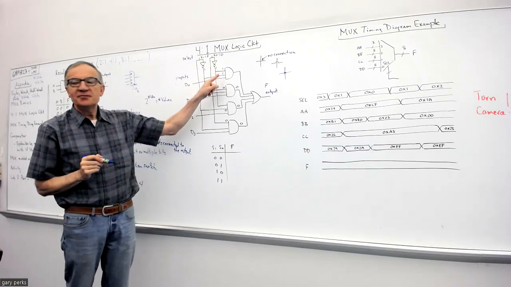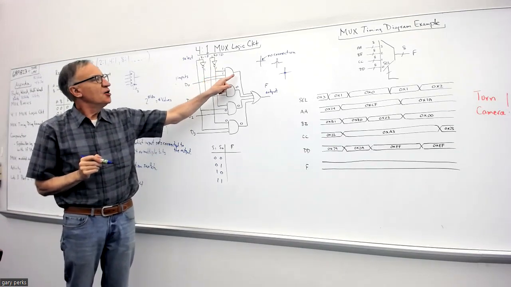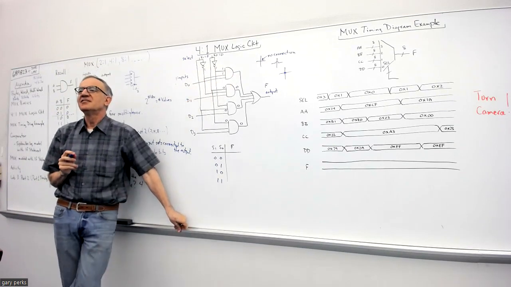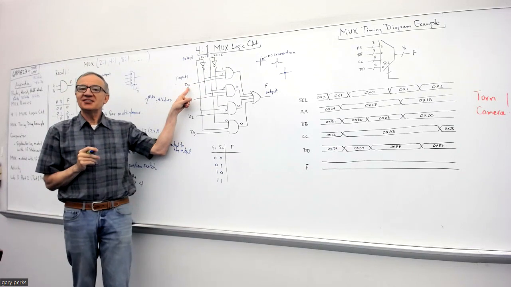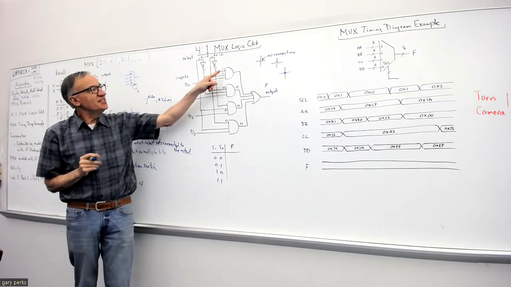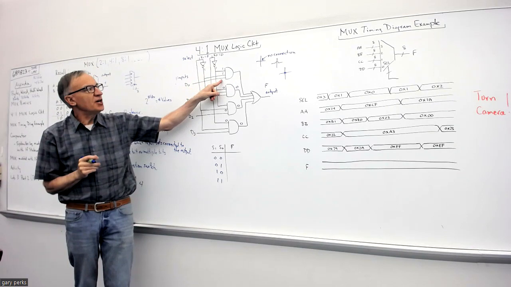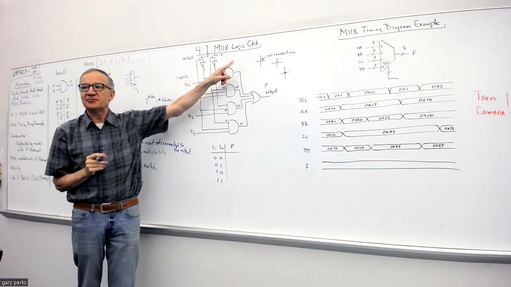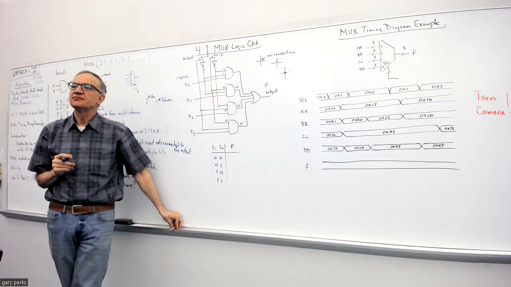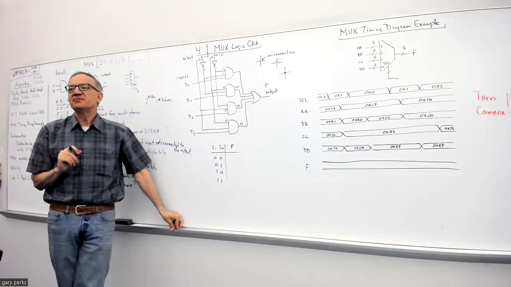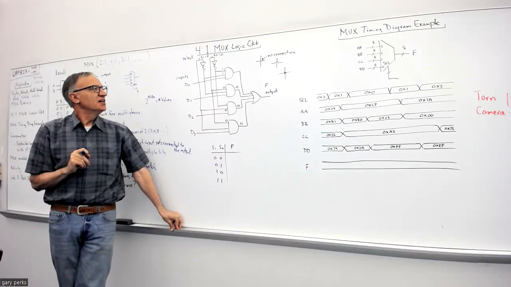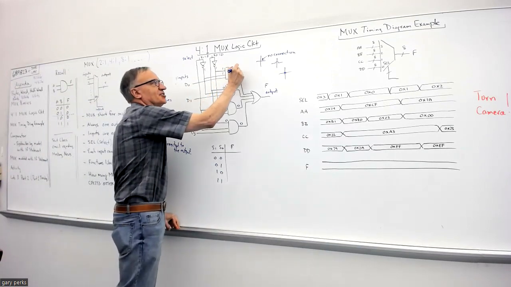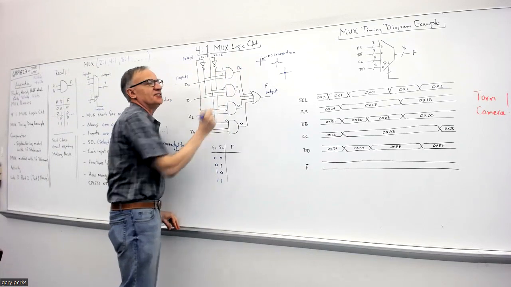So since these 2 inputs are 1, what is this output going to depend on? It's going to depend on this D0, right? Because since these 2 inputs are 1, if D0 is a 1, I'll get a 1 out. If D0 is a 0, I'll get a 0 out. D0 is just a single bit. So the output of this AND gate is just going to be whatever D0 is.